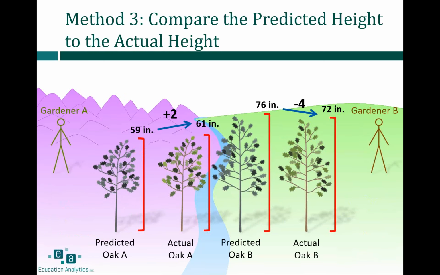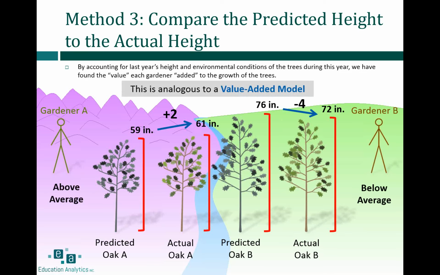Now what we do is compare those predicted heights to the actual heights that those oak trees had after a year of gardener's care. Our method is to figure out whether the trees exceeded or did not meet those predictions, and by how much. Using that methodology, we find that gardener A beat prediction by 2 inches and gardener B did not meet that prediction by 4 inches.